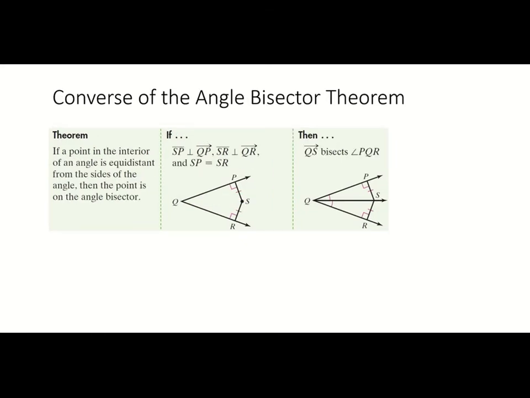And here we just have the converse of that statement. So now if we have a point that we know is equidistant from the sides of the angle, and it also has to be perpendicular, but the perpendicular segments are equidistant, then that point is on the angle bisector. So if we were to draw an angle bisector, it would be on there.